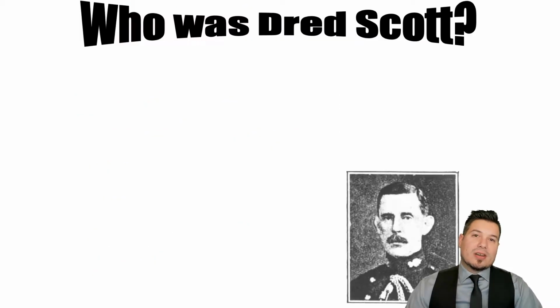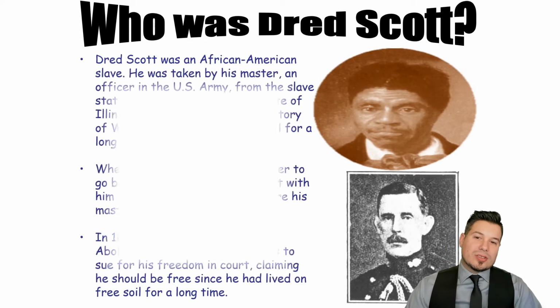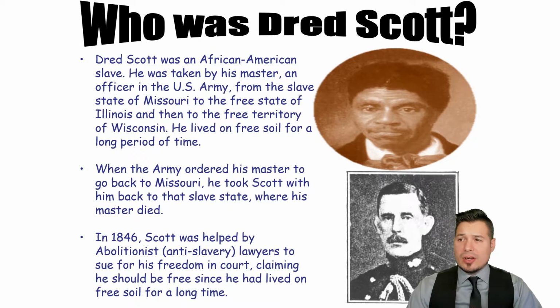Well, in this case, we're going to see it's going to be a very, very convoluted thing. So first, who's Dred Scott? Well, Dred Scott was an African-American who was a slave. And his master, who's down there, you can see him pictured, is an officer in the U.S. Army. What's going to happen is he's going to bring his slave to a free territory and a free state. And of course, he's going to live on free soil for a very long time.